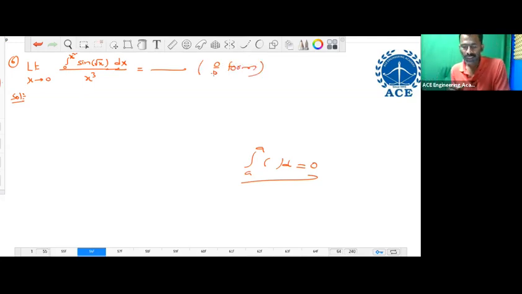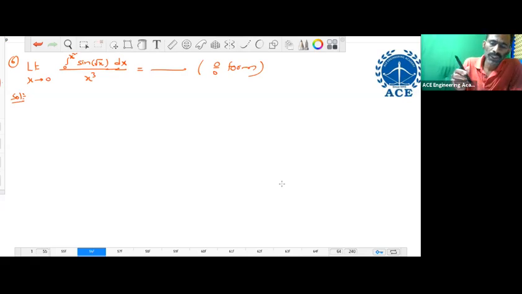If it is 0 by 0 form, then we apply the L'Hospital rule. According to the L'Hospital rule, differentiate the numerator separately and differentiate the denominator separately. And then we get the function. After getting the function, we observe it and check whether it is also in the form of 0 by 0 or not. If not 0 by 0, we can evaluate it, that is, we write the value. If it is 0 by 0, once again we differentiate.